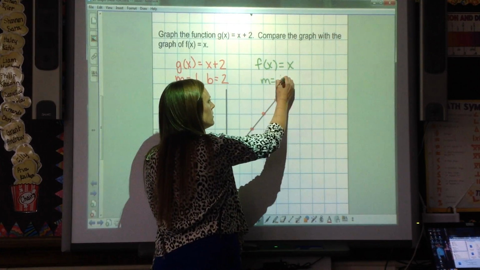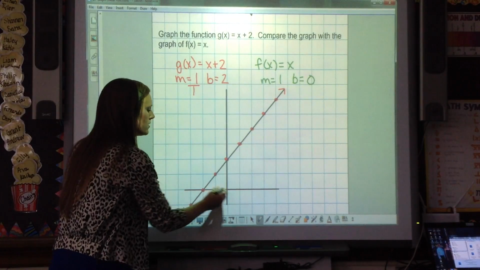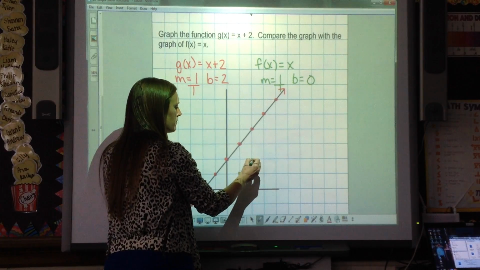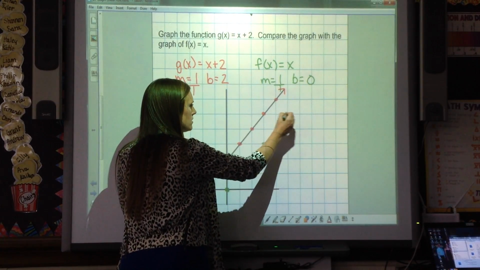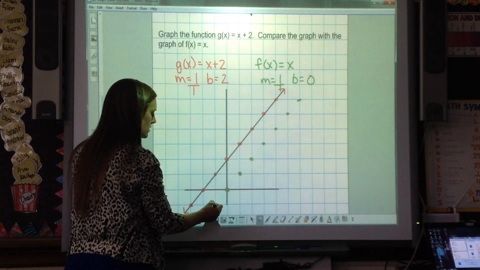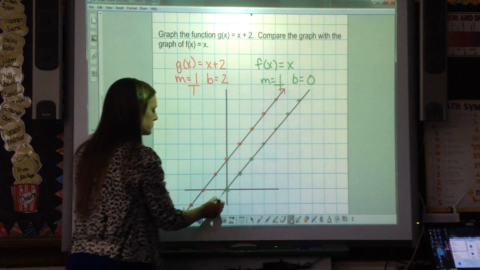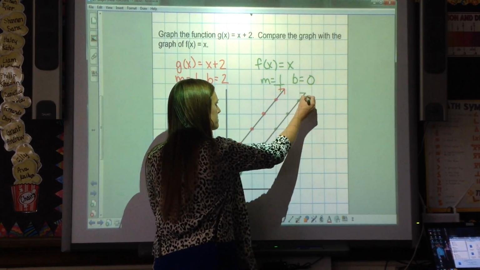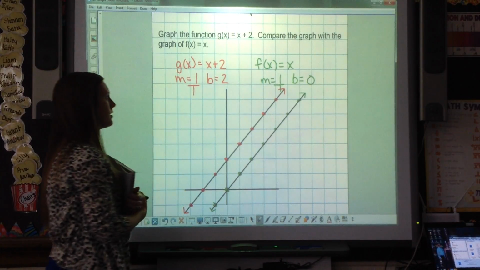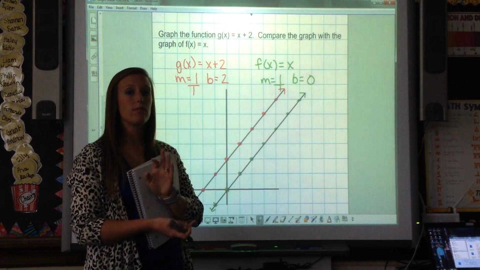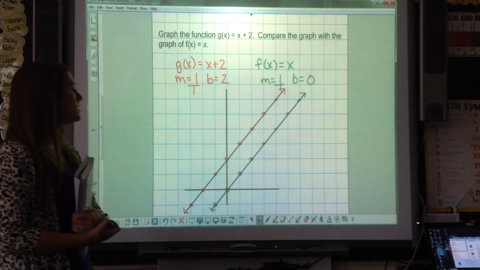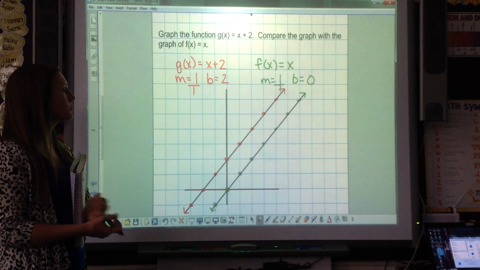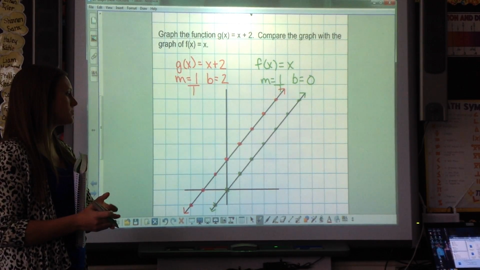My slope is 1 and my y-intercept is 0. So here's 0. Again, the slope is up 1 to the right 1. I'll graph as many points as necessary so I can see what's going on here. Looks like we have two parallel lines. We learned in the last lesson that if you have the same slope, you're going to get parallel lines. So we're going to compare the slopes and we're going to compare the intercepts.